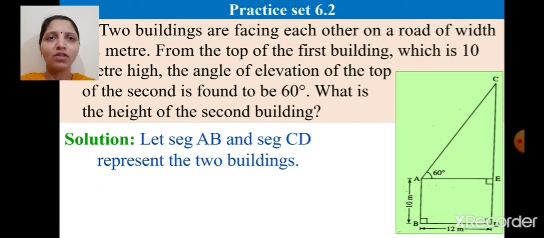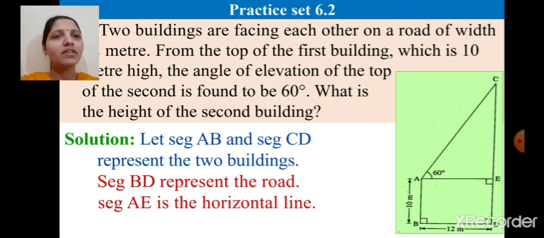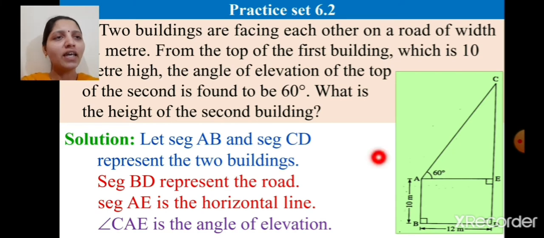So let's start with the solution. Let seg AB and seg CD represent two buildings. Seg BD represents the road. Seg AE is the horizontal line, and angle CAE is the angle of elevation, and that is 60 degrees. Now what will you do?